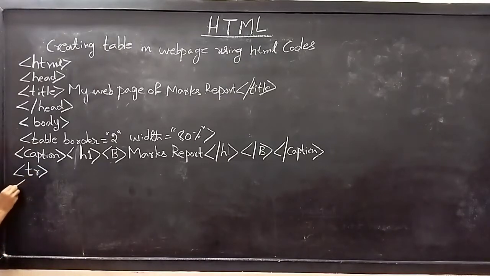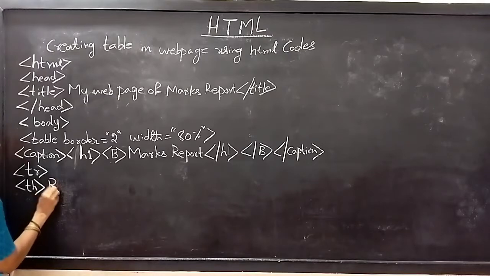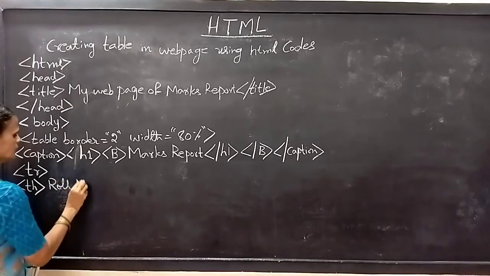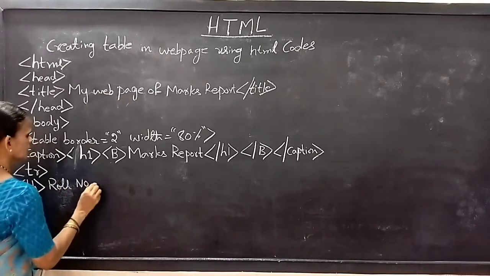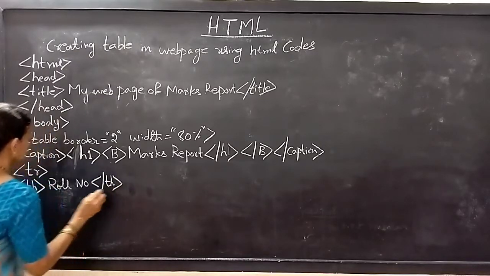Now we want to start writing the column headings, and first of all we want to write TR, then TH. In the last class we studied the meaning of TR. TR means table row and TH means column heading. Now we want to give the column heading as roll number. We'll write that, then we can end that TH.